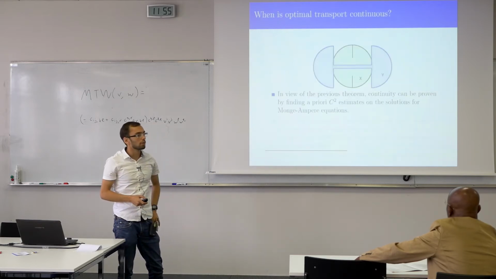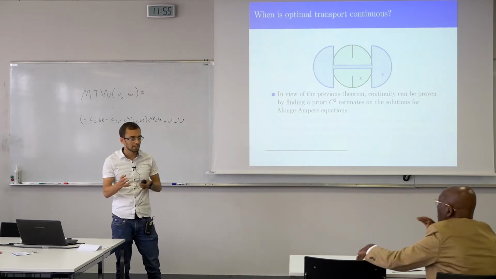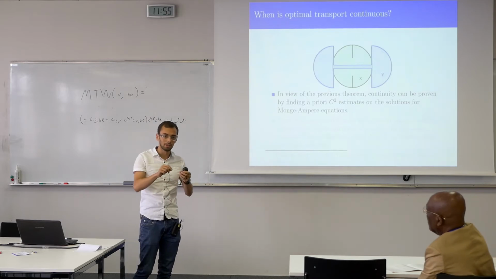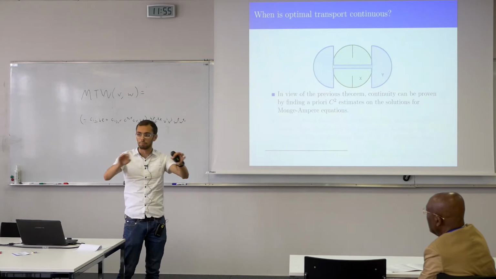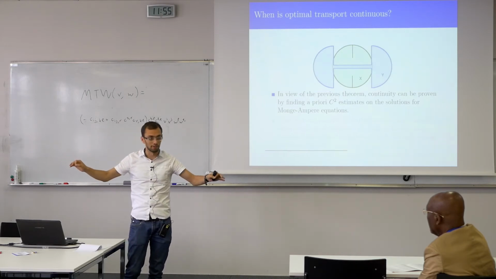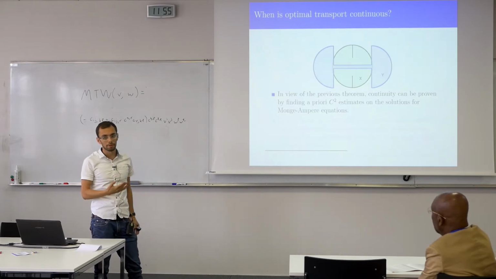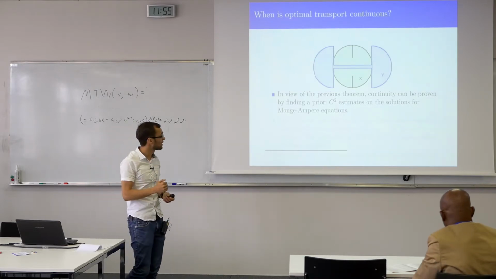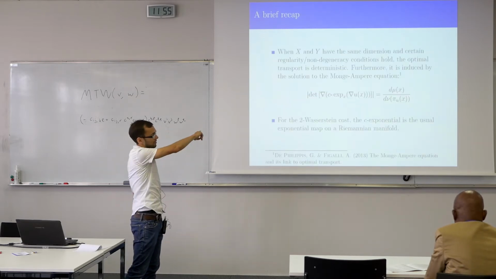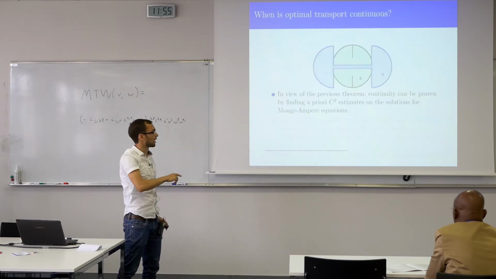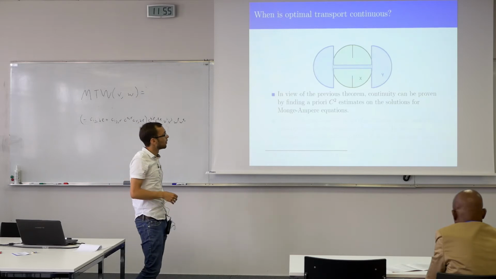Okay, so once we have deterministic optimal transport, we can ask, how regular is this thing? Do bits that started off nearby end up nearby, or does it break apart and send them to very, very different parts? So in view of the previous theorem, from a technical standpoint, what we need to do is to prove an a priori C2 estimate on this thing.